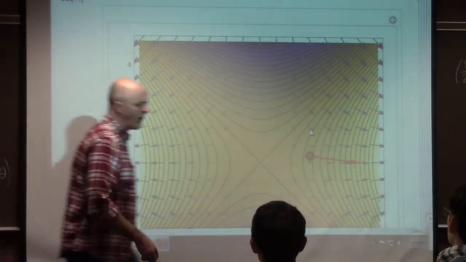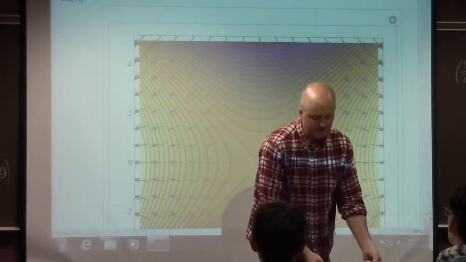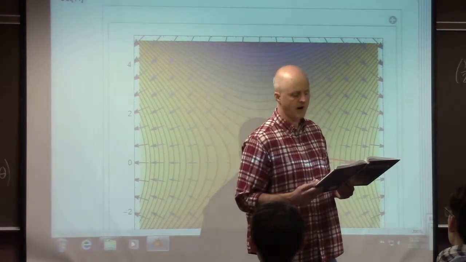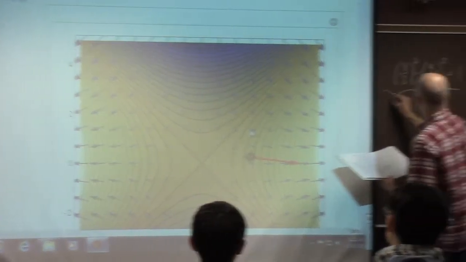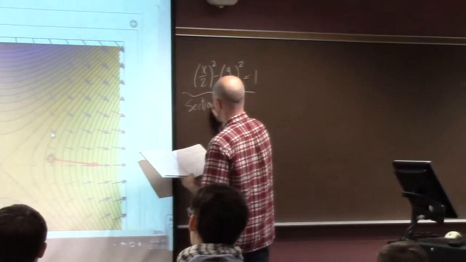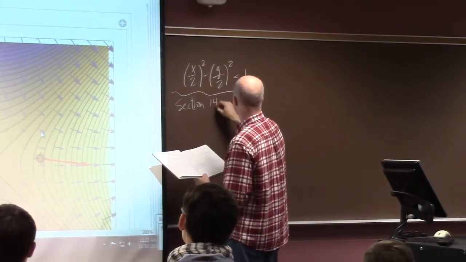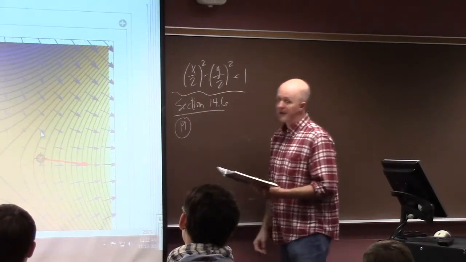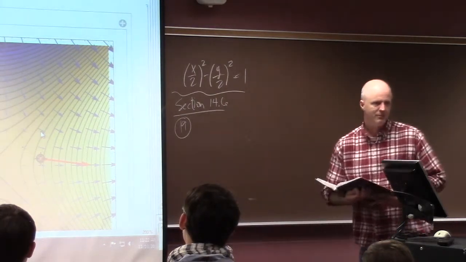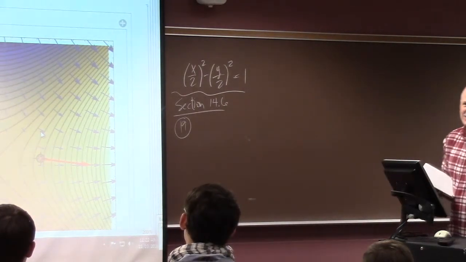Let's derive the equation in number 19. I know that was a completion problem, I think, for last Friday. So this is section 14.6, problem 19. Maybe it's one you skipped. Probably shouldn't have skipped it. The algebra is kind of messy.